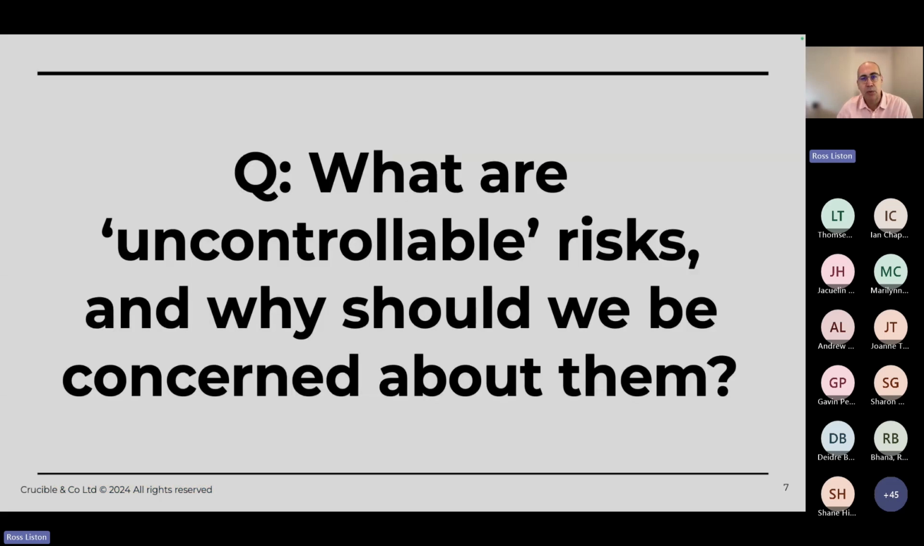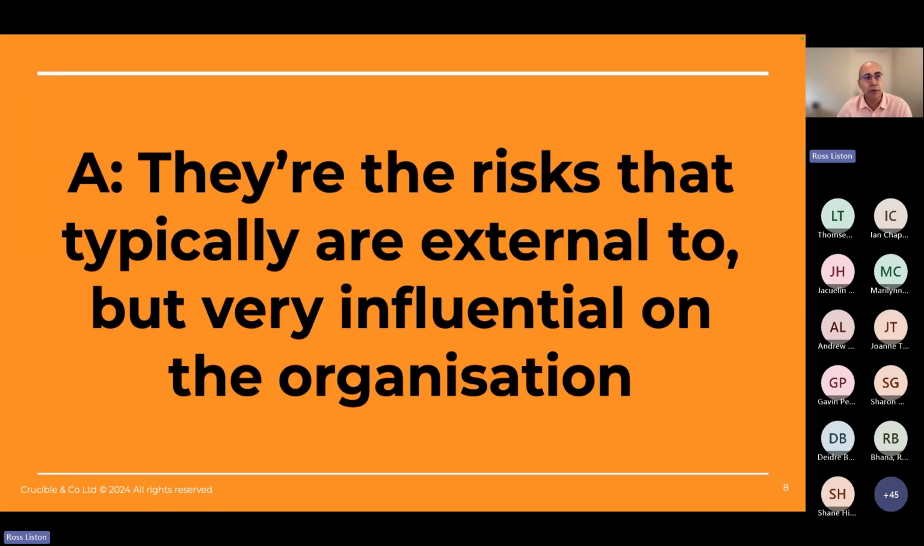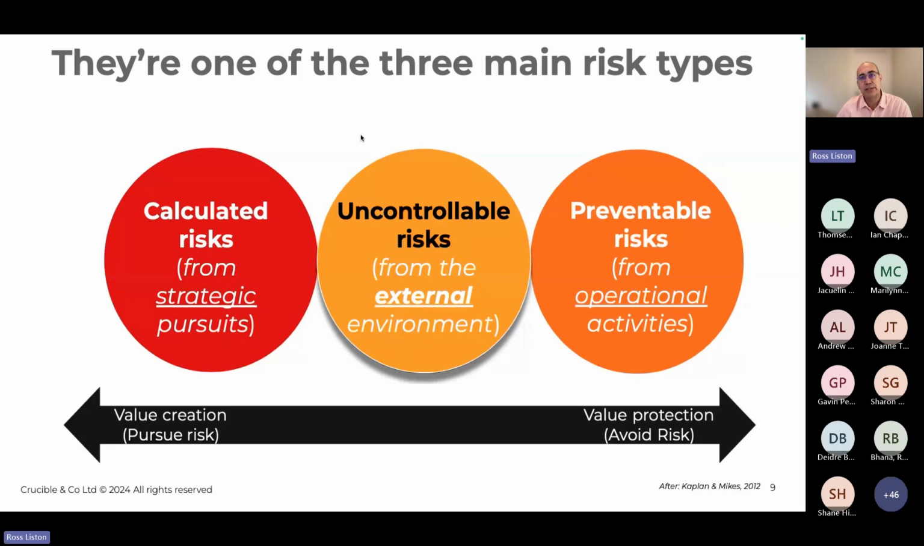So first and foremost, that question around what is an uncontrollable risk and why does it matter? Well, the reason why it's important is it's typically external to the organization, yet it's hugely influential on the organization. And I always go back to this model of what risk types are. It's a paper that was in Harvard Business Review by Kaplan and Mikes, and they essentially subdivide risk into three main areas. There's either the risk that we wish to sort of take on, which is the strategic risk, and it's a calculated risk, it's a calculated decision. Then there's the preventable risks, which is typically the operational risk space, and it's within the organization.